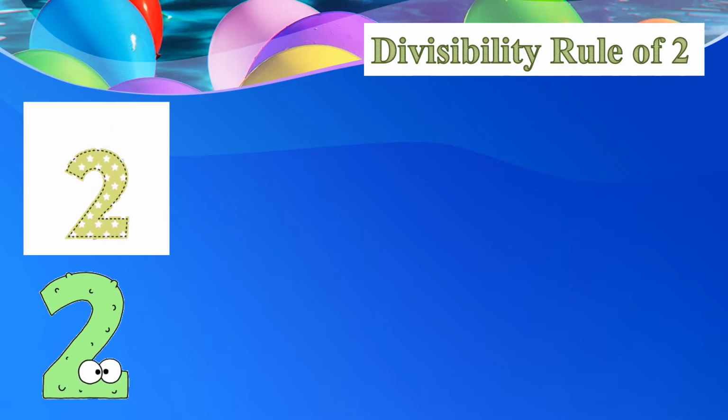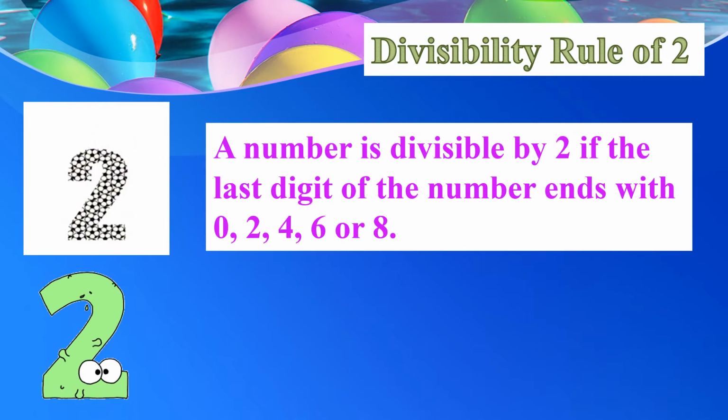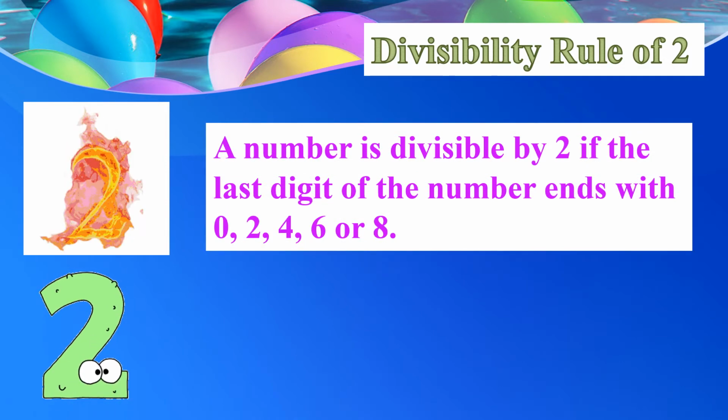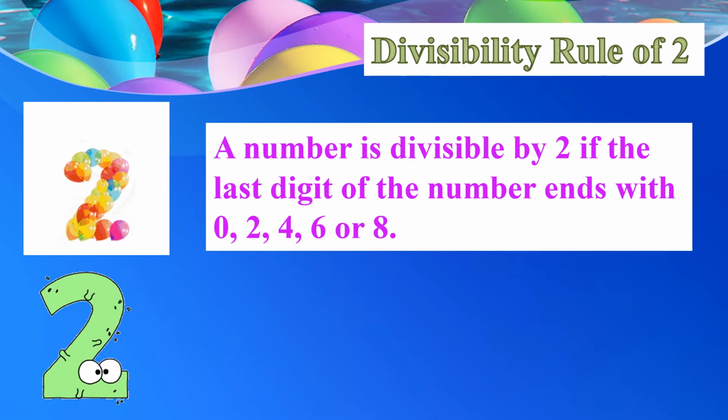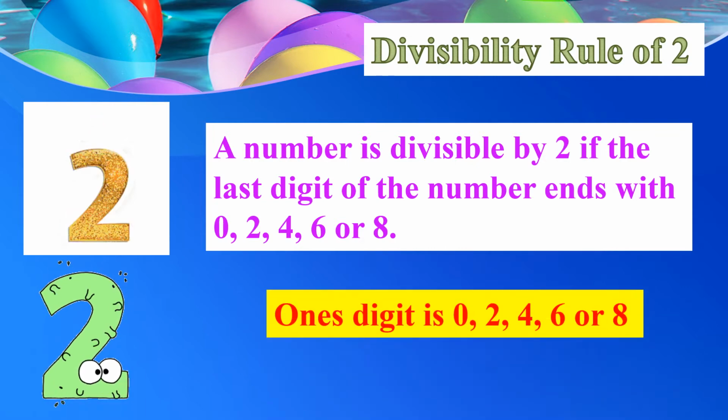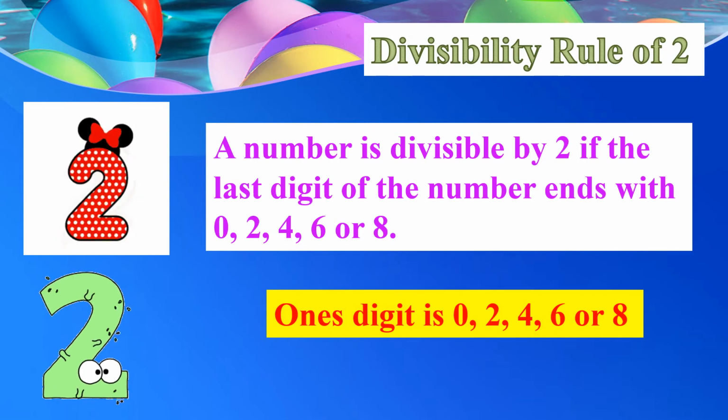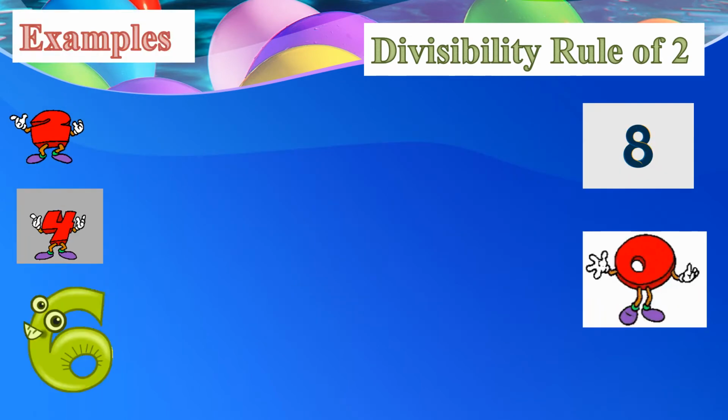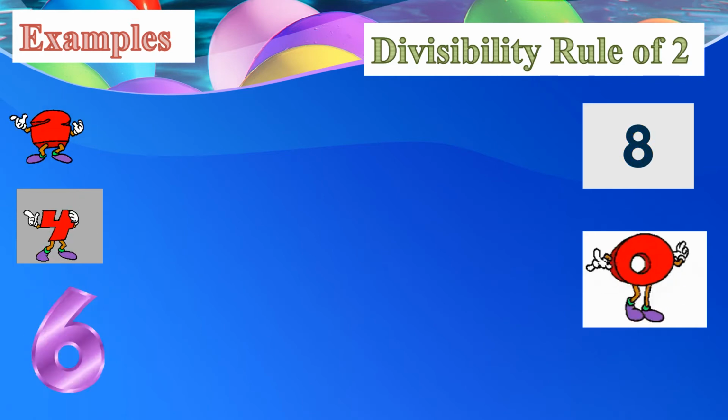Divisibility rule of 2. A number is divisible by 2 if the last digit of the number ends with 0, 2, 4, 6 or 8. In simple terms, if the ones digit in the given number is 0, 2, 4, 6 or 8, then the number is divisible by 2. Let us see with an example.